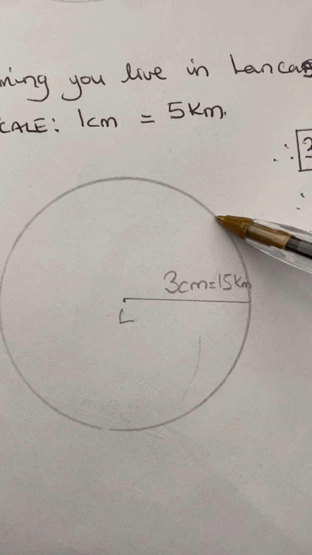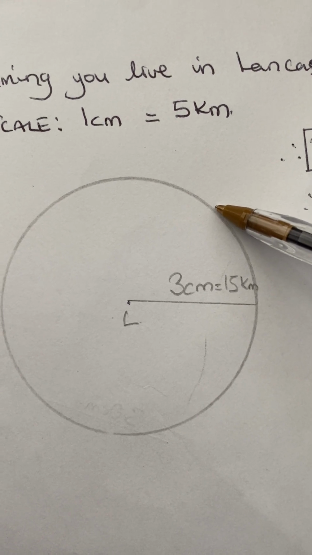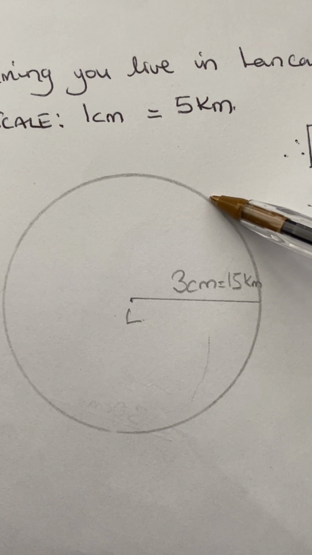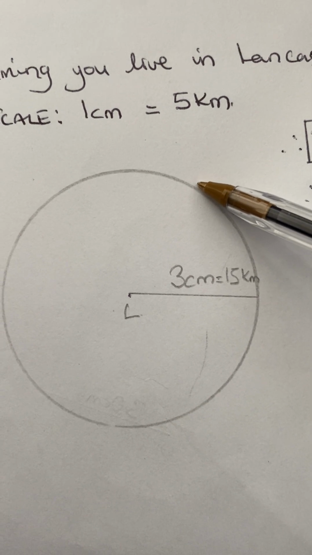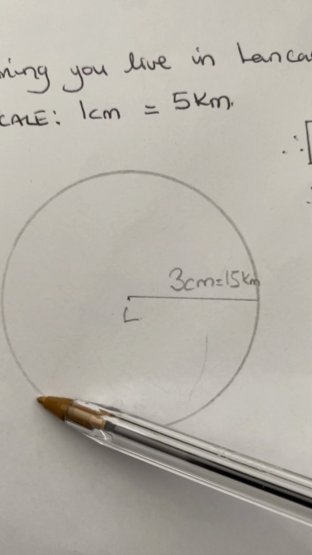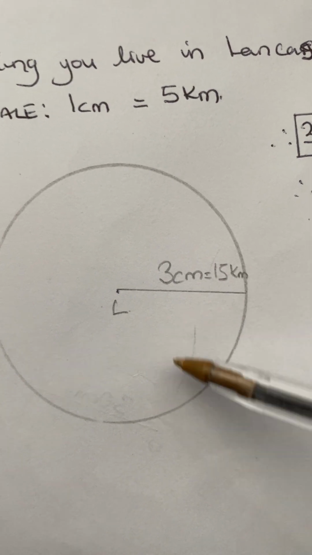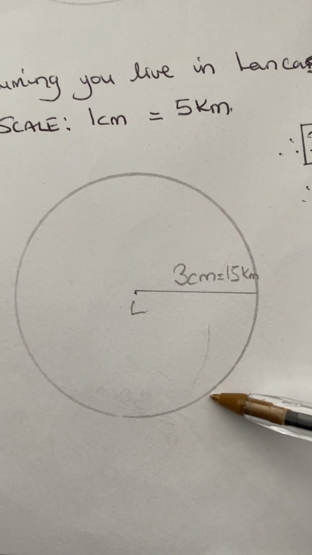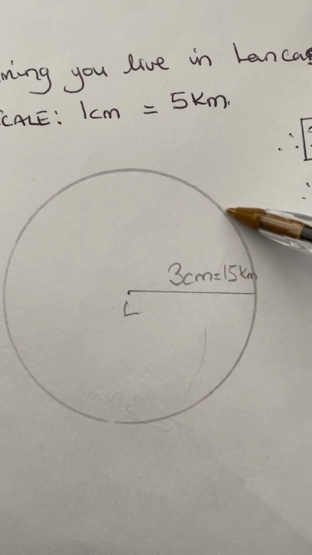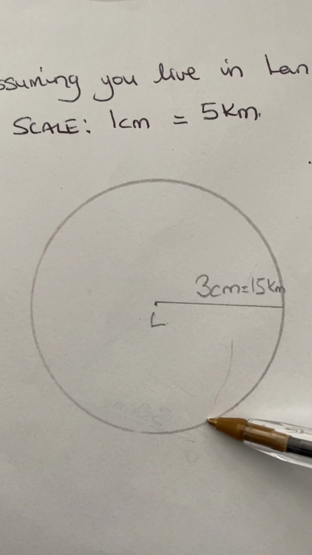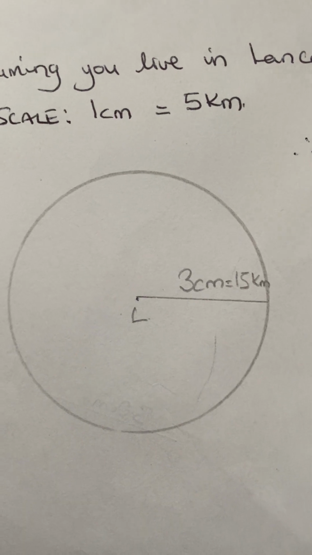So if there is a town or a home or a bar or a school in this 15 kilometers radius, it's kilometers please, then all that will form a locus around Lancaster. Okay, I hope I'm making sense to you.